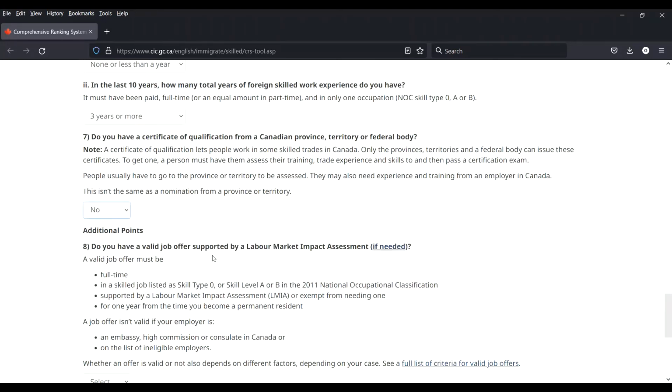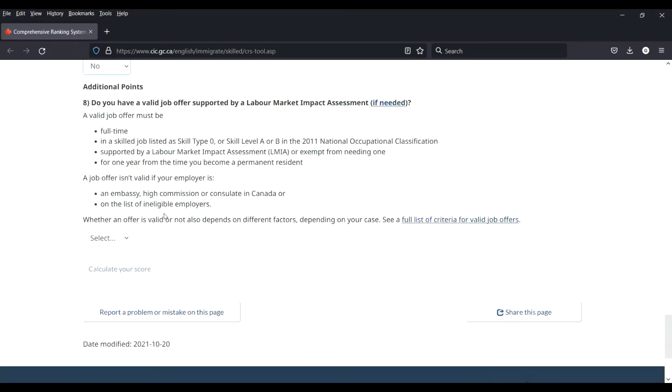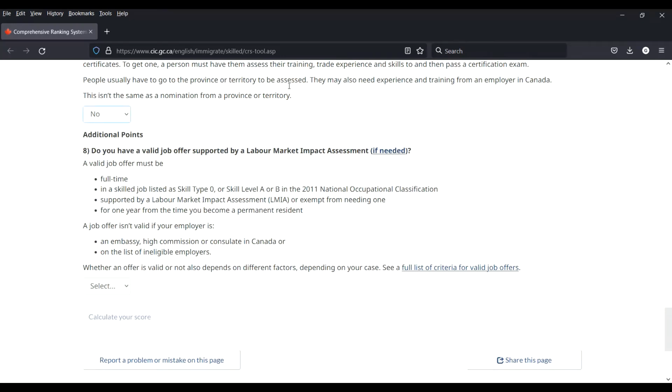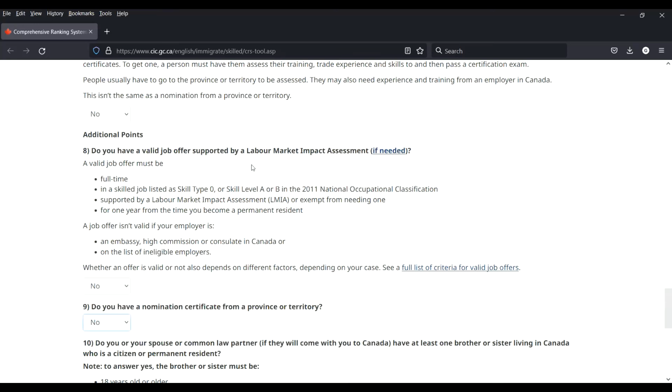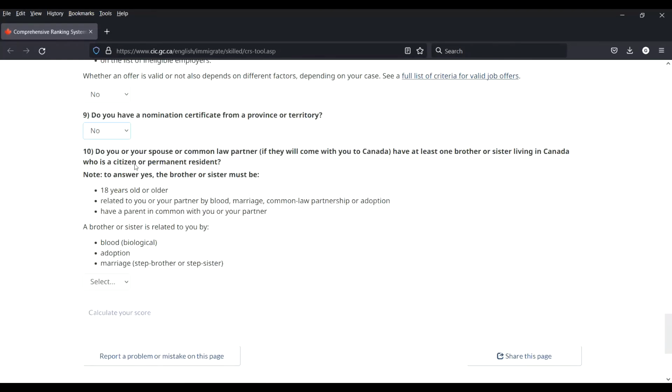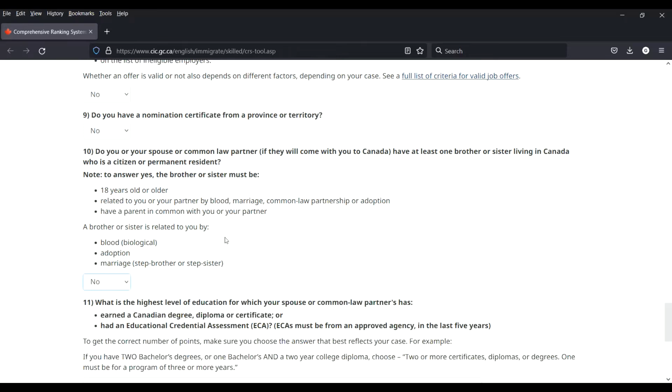Do you have a valid job offer? That is, if you have a job offer from a Canadian employer, that is what this section is talking about. This candidate does not have a job offer, so it's no. Do you have a nomination certificate from a province? No. All the same thing, this is additional points. Do you or your spouse or common-law partner, if any, have at least a brother or a sister living in Canada? This candidate has no relative living in Canada.